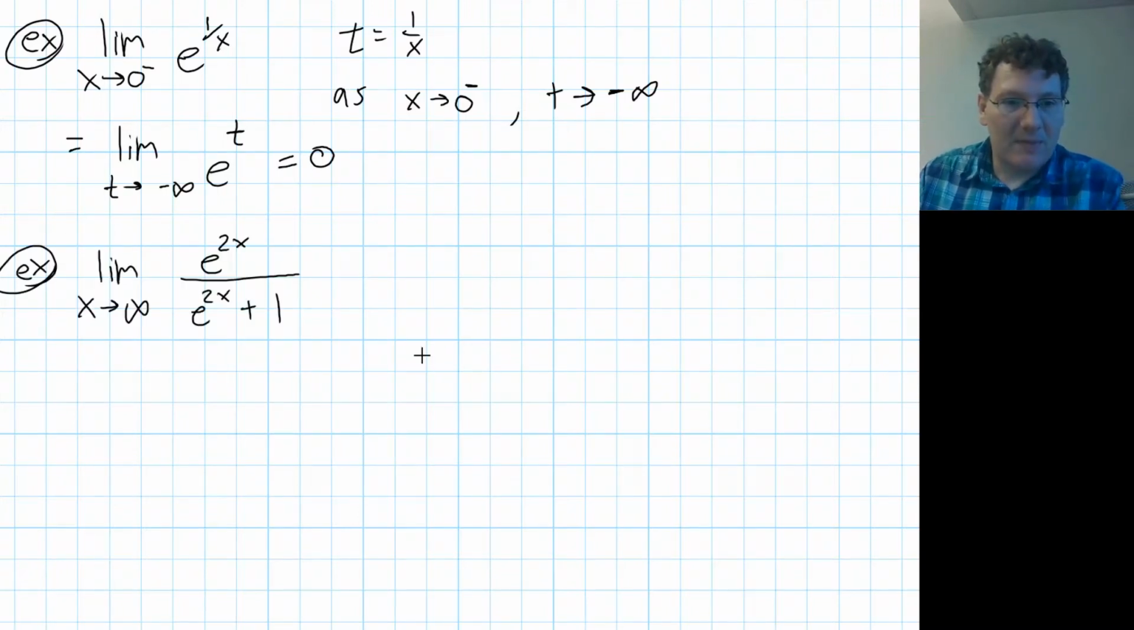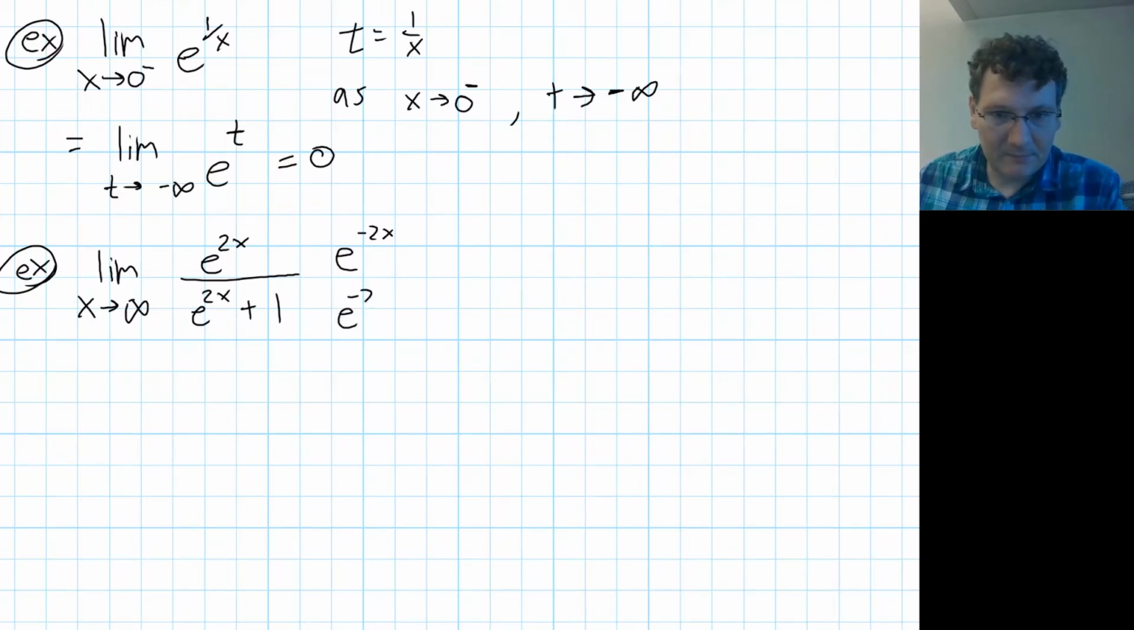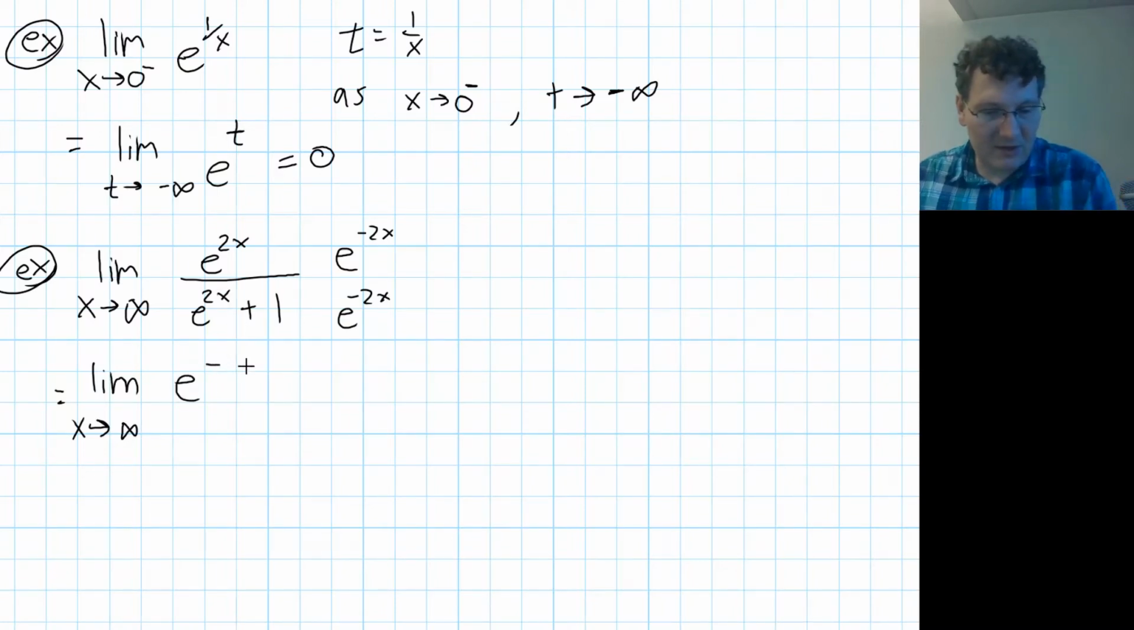Okay, so what happens to this function as x goes to infinity? The limit of e to the 2x over e to the 2x plus 1. Well, think of it like this. Let's multiply this by e to the negative 2x on the top and the bottom. So this is going to become the limit as x goes to infinity of e to the 0th power over e to the 0th power plus e to the negative 2x.